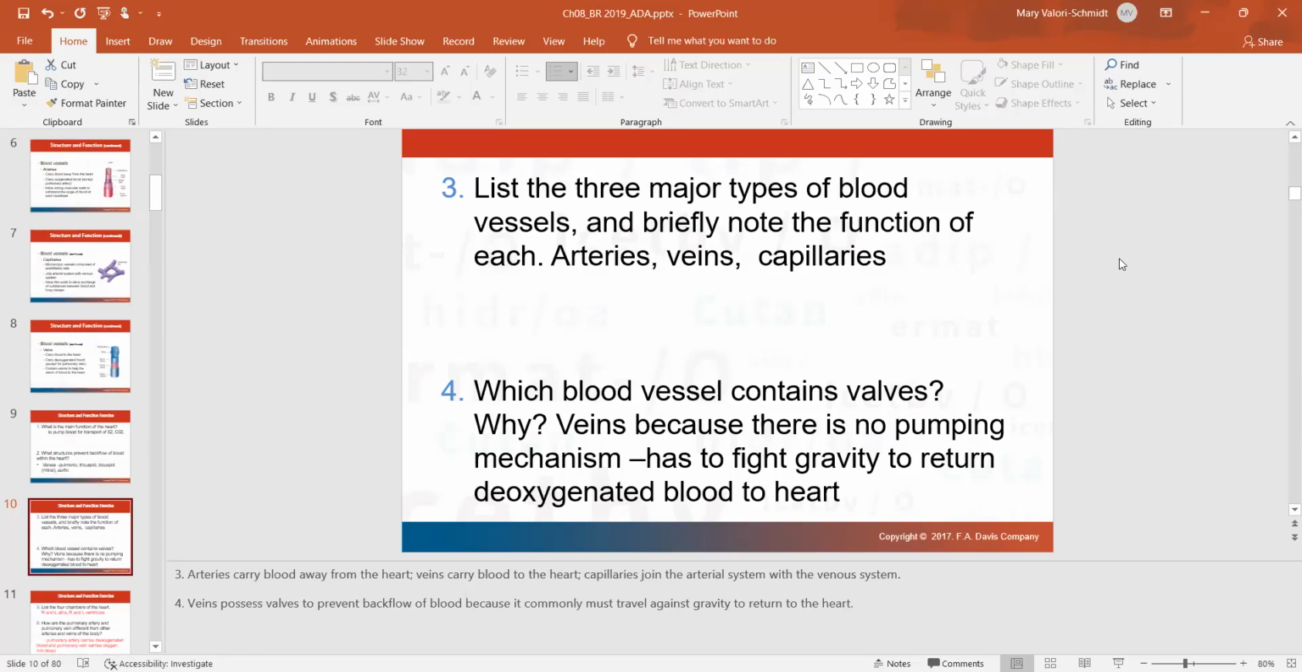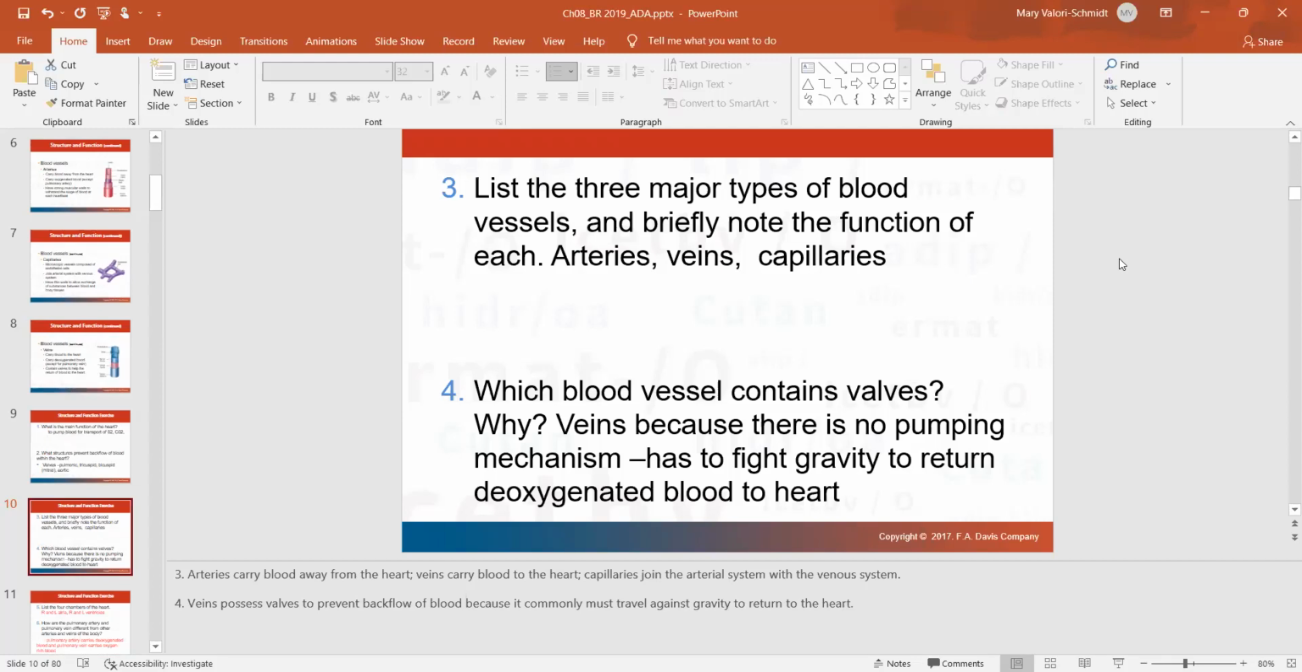There are 3 major types of blood vessels that you have, and I'll give you the function of each. The way I remember it, arteries carry blood away from the heart, A and A. Veins carry blood to the heart, and capillaries are basically where the arteries and veins meet. Okay, it's a closed system.